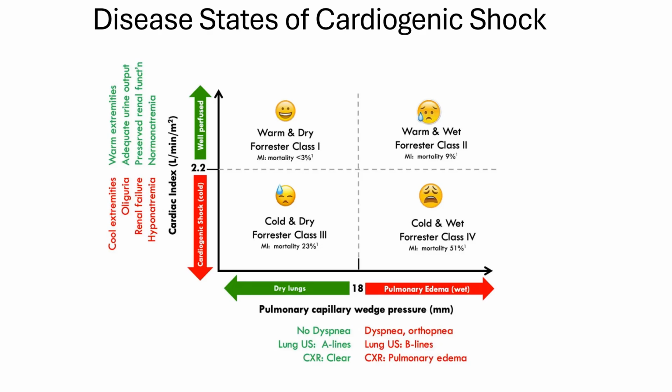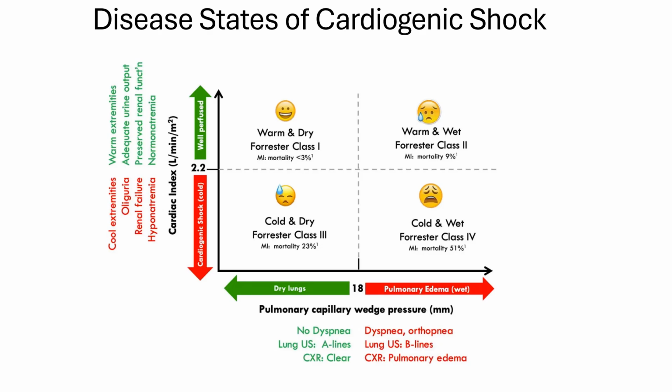Then we move into that left lower quadrant on the left side, and you see that he's got a sweat bead on his head, and he's real sad. That's the cold and dry patients, and that's the Forrester class 3, and you'll notice their mortality increases up to almost 23% actually. They may have dry lungs, but these people are cold, so they may need some sort of inotropic support. We won't definitively know until we get in there and wedge and measure pressures, but that's looking more shocky and a little bit more ominous.